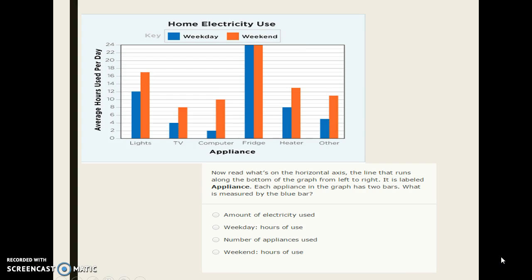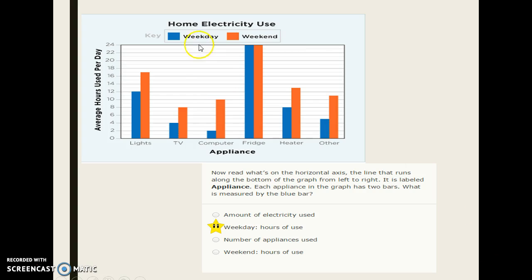Now read what's on the horizontal axis, the line that runs along the bottom of the graph from left to right. It is labeled appliance. Each appliance in the graph has 2 bars. What is measured by the blue bar? Amount of electricity used, weekday hours of use, number of appliances used, weekend hours of use. It's weekday hours of use.